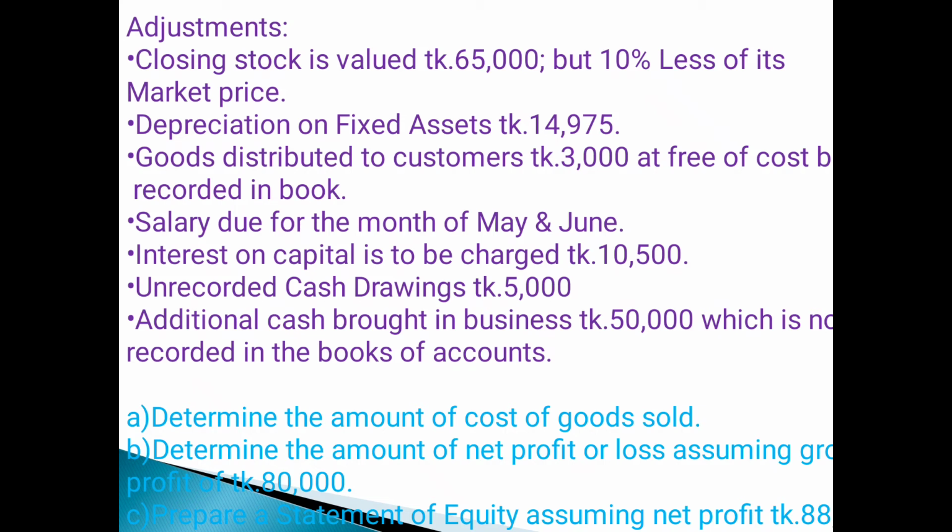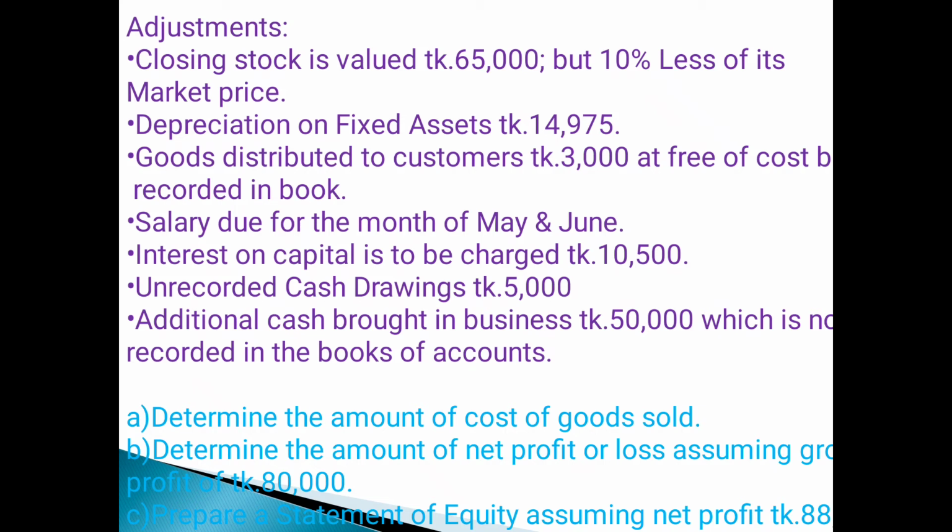The third adjustment is goods distributed to customers, taka 3,000, free of cost but not recorded in books. It will be deducted from the purchase amount in cost of goods sold and also recorded as advertisement in operating expenses. Salary due for the months of May and June, 2 months unpaid salary. So it is to be added with the salary amount under operating expenses, that is taka 5,000, and 5,000 to be shown in current liability for salary payable in the statement of financial position.